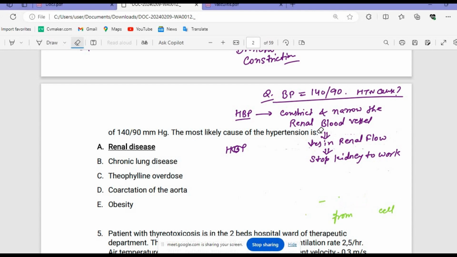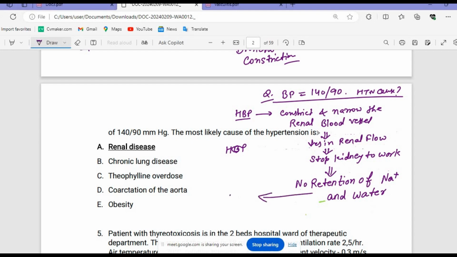Now see, high blood pressure was there. I am telling you, high blood pressure is the leading cause of kidney failure. It stops the kidney from working and causes damage to the kidney. And when the kidney is damaged, there will be no retention of sodium and water. If there is no retention of sodium and water, further that will increase the blood pressure. So this becomes vice versa. High blood pressure can damage the kidney.